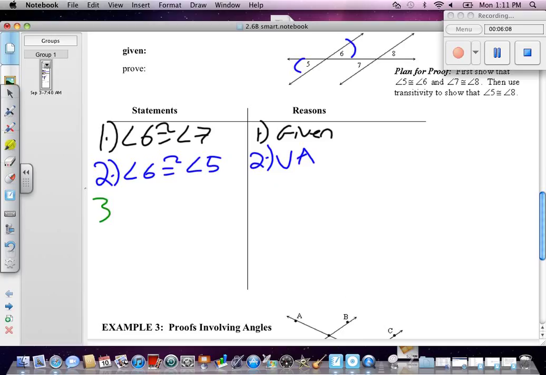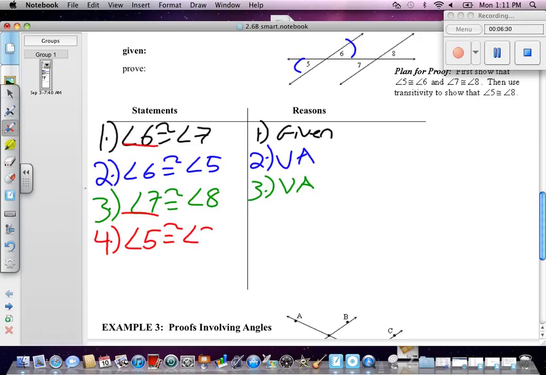Step 3. What if I said angle 7 is congruent to angle 8? Vertical angles. So 6 is congruent to 7, and 7 is congruent to 5. Therefore, angle 5 is congruent to angle 8 by transitive.